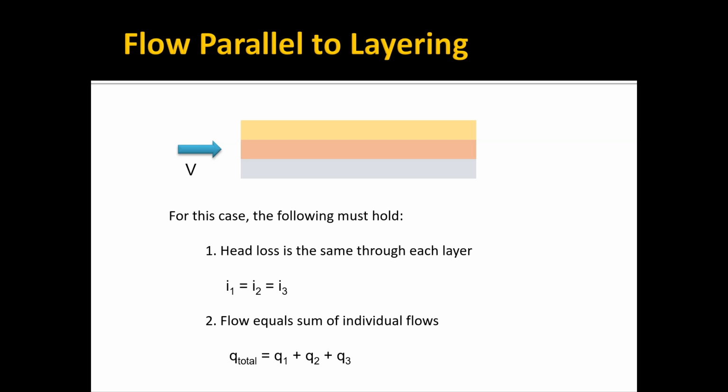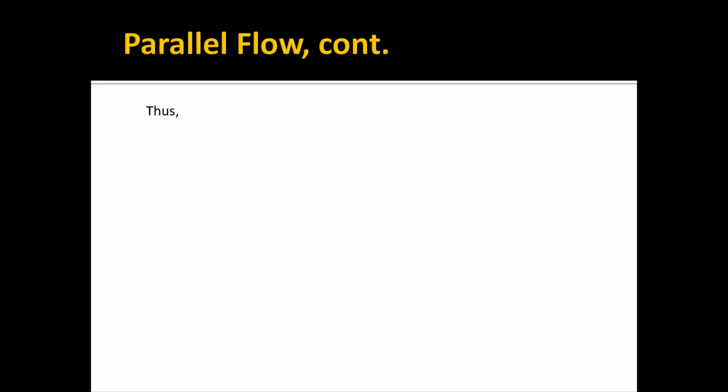So Q1 would be how much water flows through layer 1. Q2 would be the amount of water flowing through layer 2, and Q3 would be the amount of water flowing through layer 3. We add those all up together and it represents the total flow rate through the system. Pretty simple assumption there. Therefore, the total flow is equal to Q1 plus Q2 plus Q3.